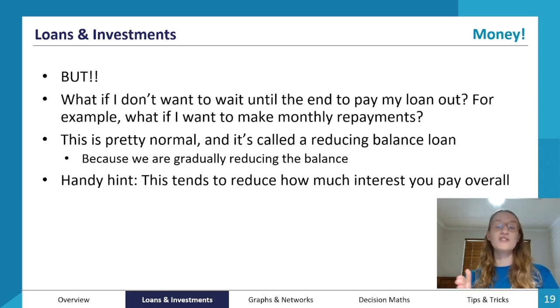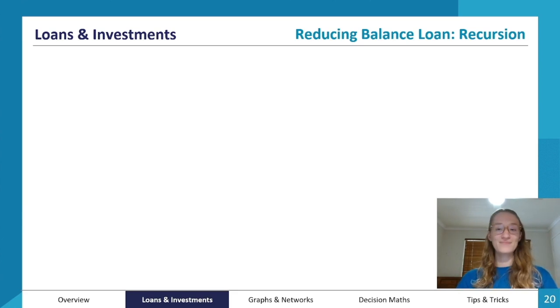And that gradually reduces the balance of the loan over time rather than just paying it out all at the end. And an interesting thing to note is that this actually tends to reduce how much interest you pay overall. So if you let it compound again and again and wait until the loan grows and grows, and then you just choose to pay it out in one lump sum all at the end, that means you're actually probably going to end up paying a little bit more interest. Whereas if you make monthly repayments, the amount that they're charging interest on is slowly getting smaller and smaller, so you'll actually end up paying less interest overall in the long run, which is good news for a loan.